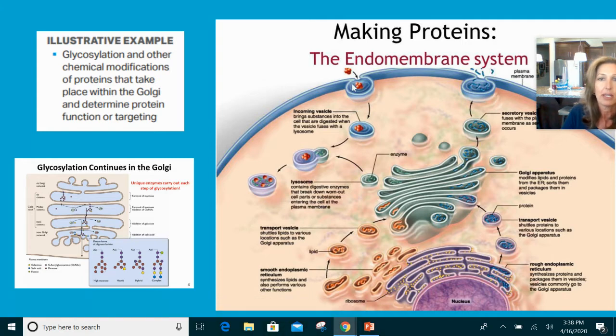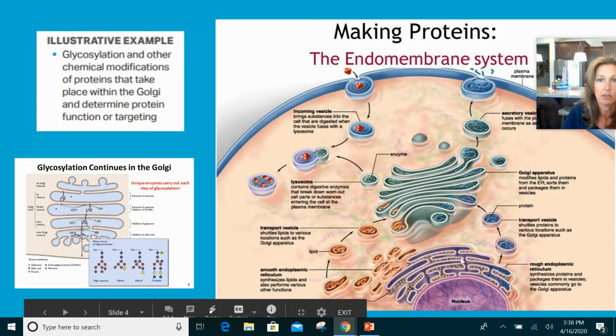Now, when we get to our cell membrane structure, you'll also see proteins that have carbohydrates attached to them, or lipids, or protein-lipid combinations as well. And that's all through these modifications of making proteins through the endomembranous system.